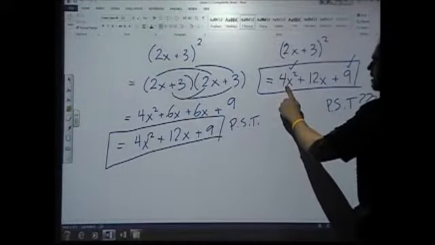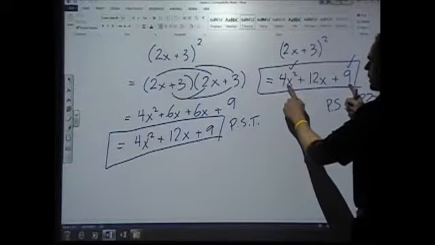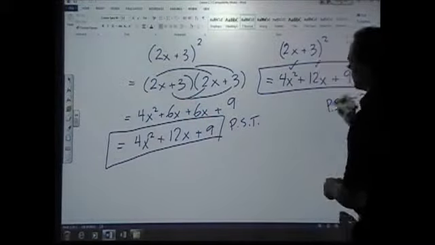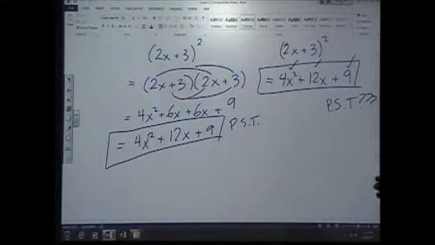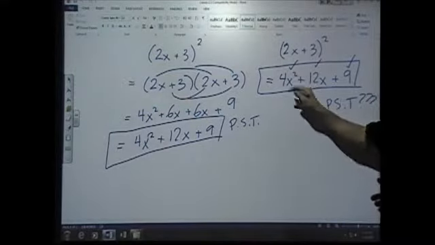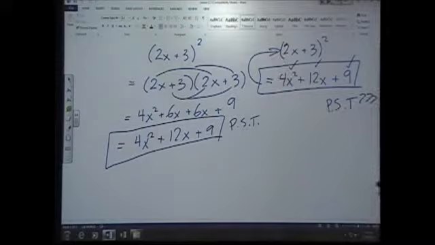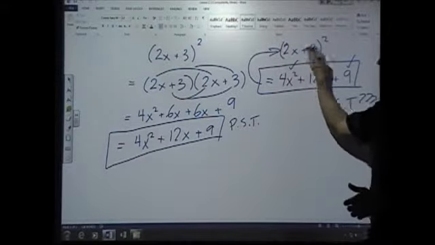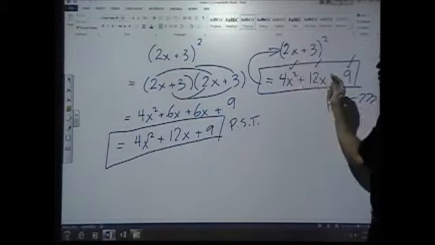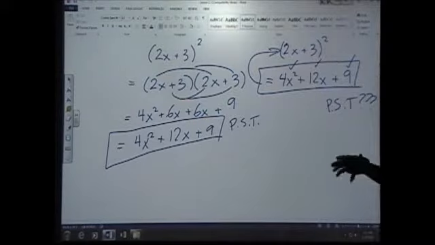Again, the square root of that is 2x. The square root of that is 3. 2x times 3 is 6x. Double it, it's 12x. So yes, this is a perfect square trinomial. And yes, it comes from that. What is that? It's a binomial squared. The square root of that is just 2x. The square root of that is just 3.